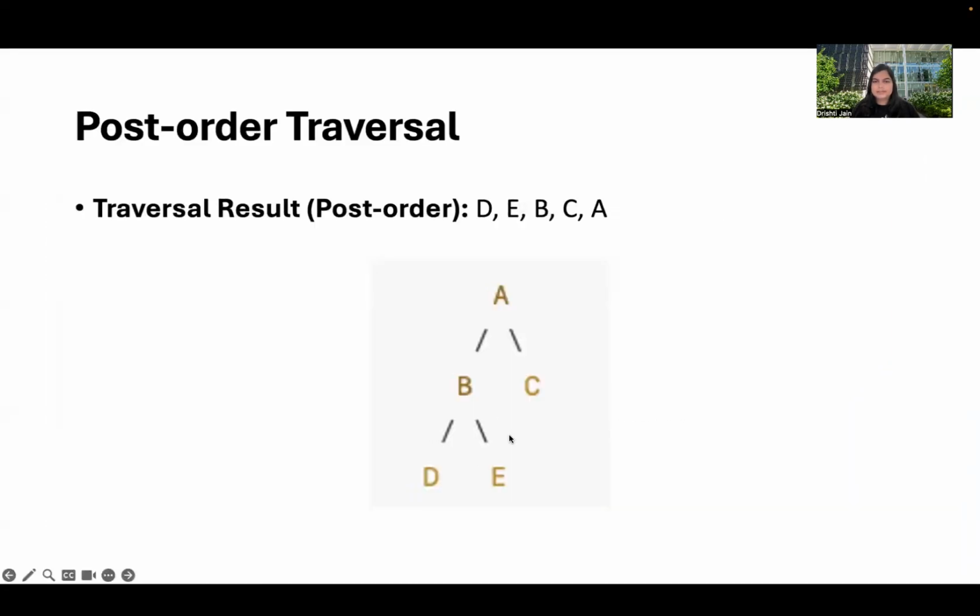Let's look at the example that we have been working on, the tree A, B, C, D, and E. The post-order for this tree is going to be D, E, B, C, and A. Let's look at it in action.